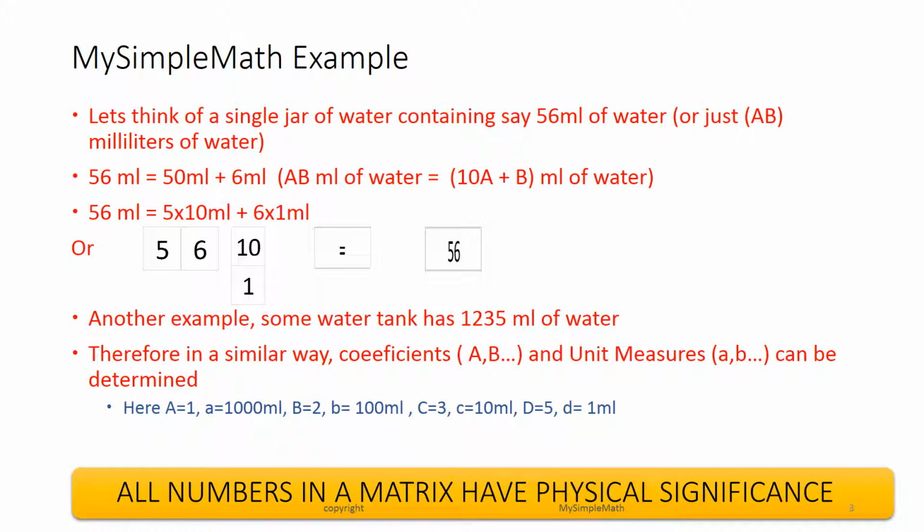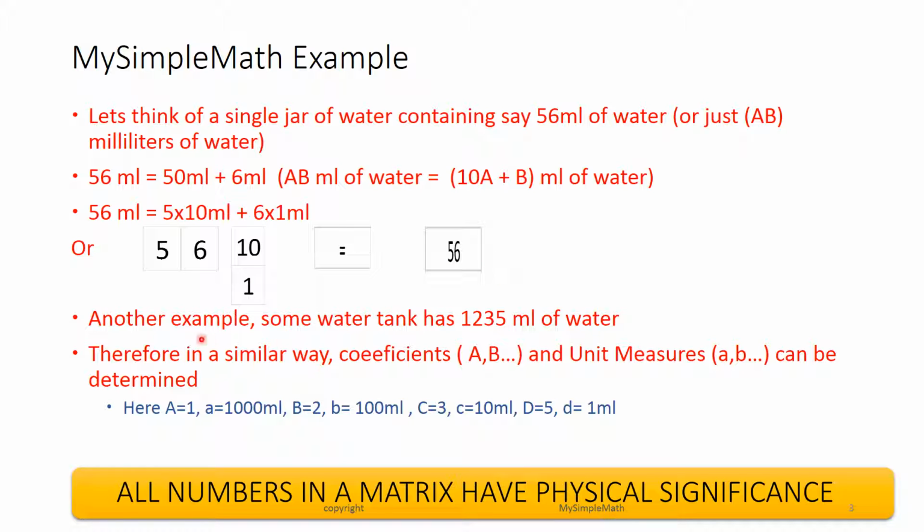In order to understand the physical concept of a matrix, or the physical significance of a matrix, let's take a very simple example. A simple jar of water containing, say, any number. Let's call it 56 ml of water, or just AB ml of water. Now 56 can be written as a product of two matrices, 5, 6 on the rows and 10 and 1 on the columns. Multiply these two matrices together and you would get 56.